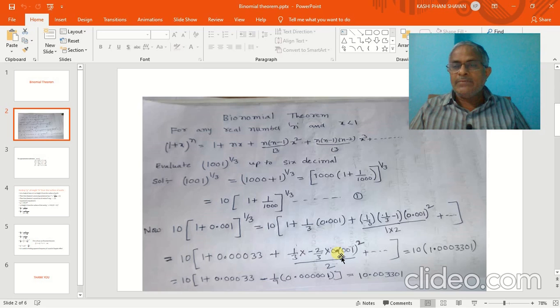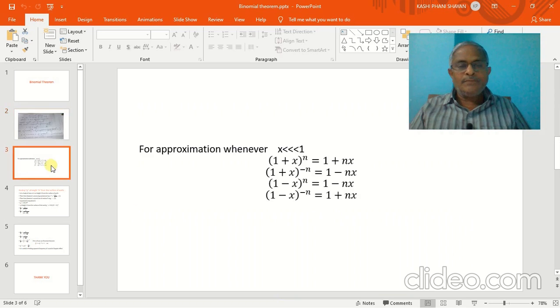So using the binomial theorem, we calculated the value of 1001 to the power of 1 by 3 up to 6 decimals. Using this, you can calculate numerical values like this. Students, now you observe here, this is very important and useful in our physics.